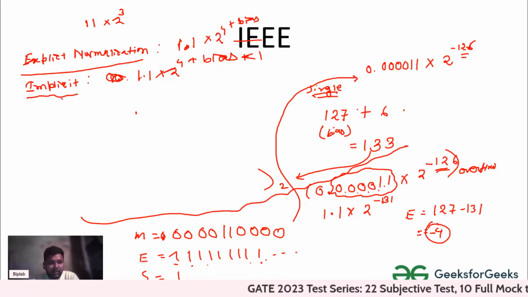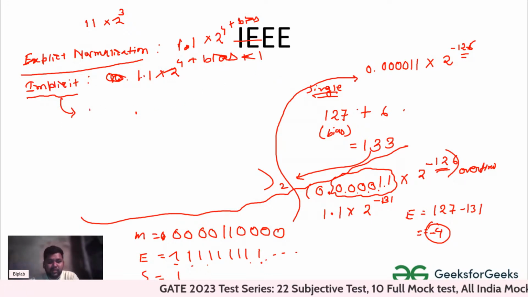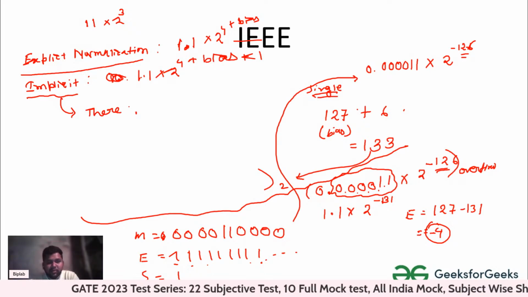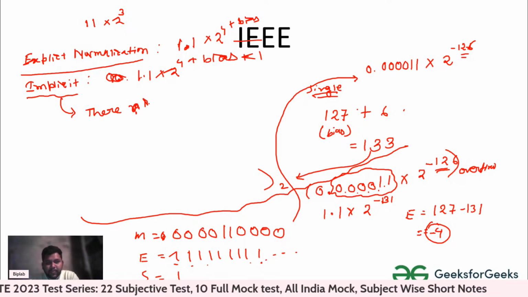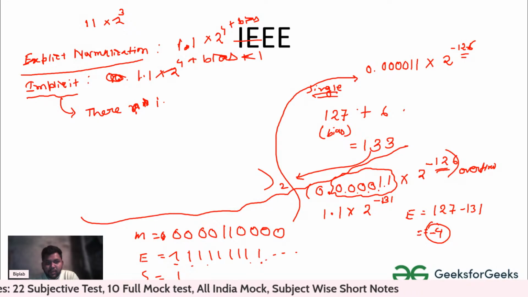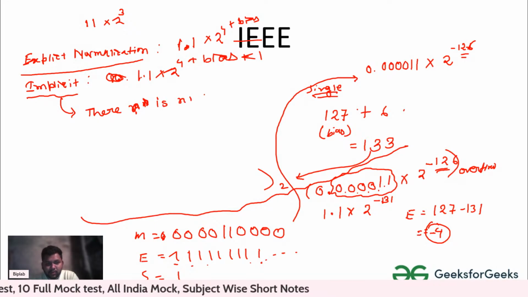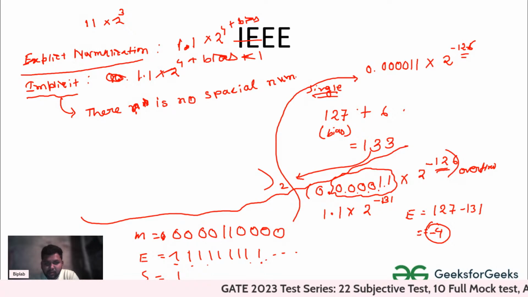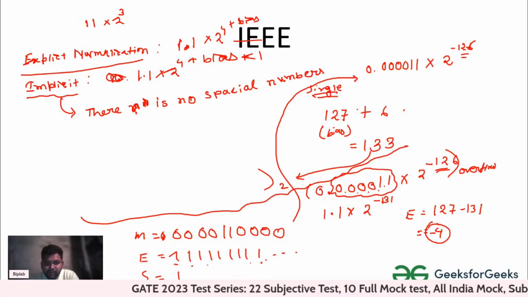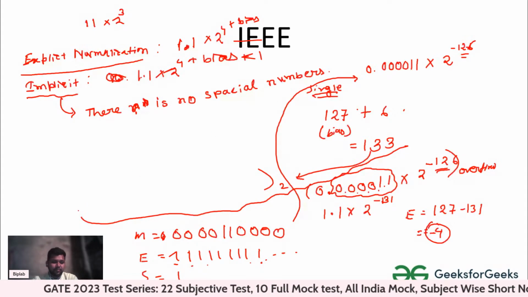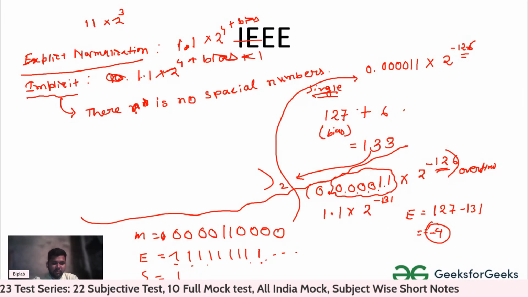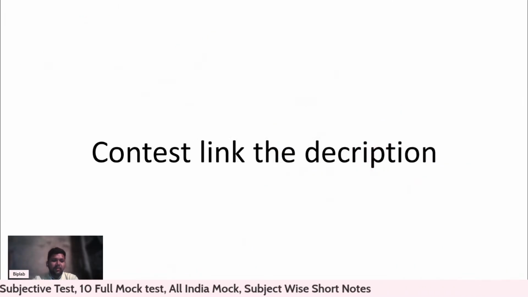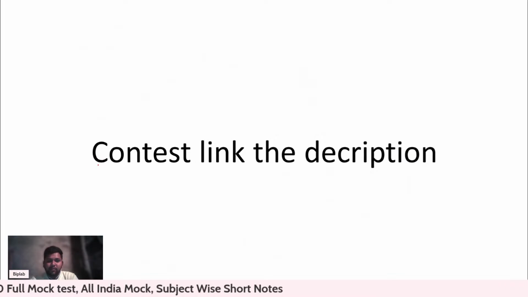And in implicit normalization, there are no special numbers. Okay, fine. So that's all for this topic.